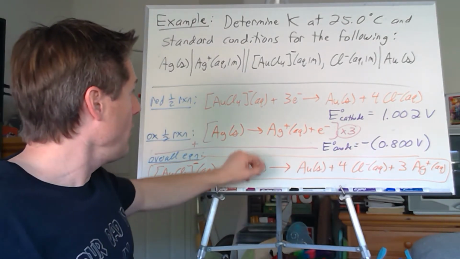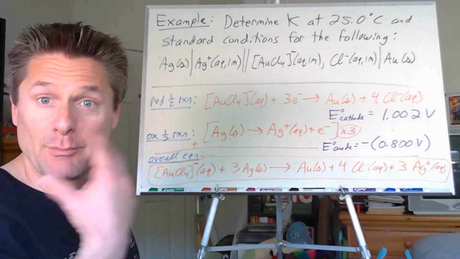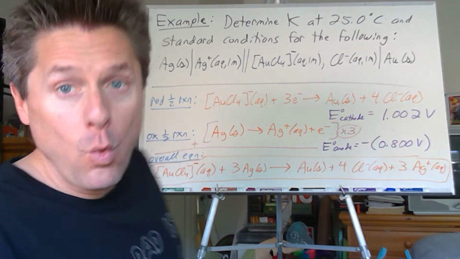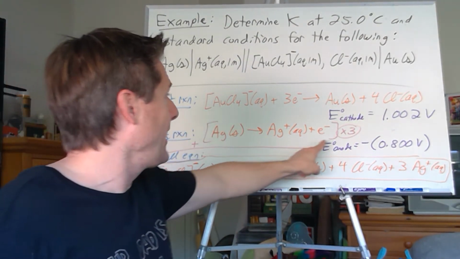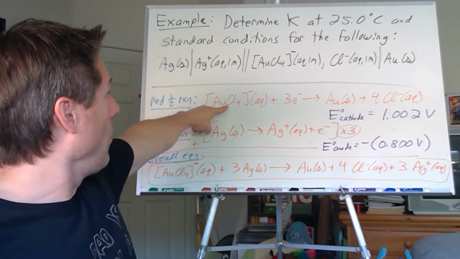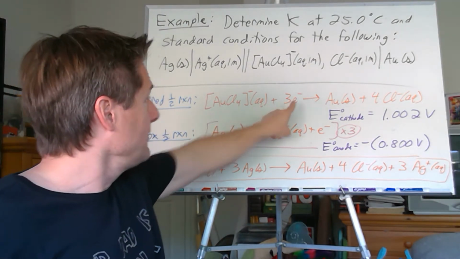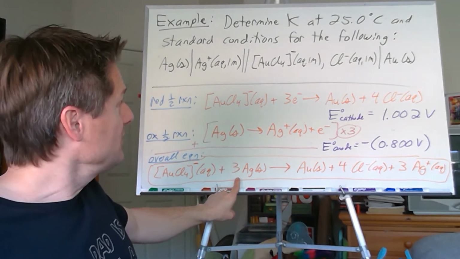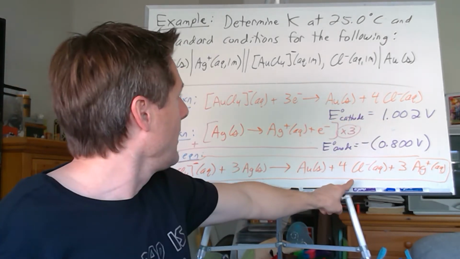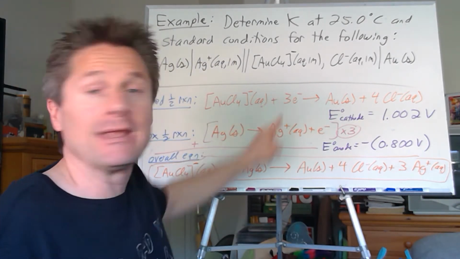Overall equation, notice there's 3 electrons, right? In the reduction half reaction being accepted, but only 1 produced in the oxidation. Those have to equate with each other. So I had to multiply the oxidation half reaction by 3, so that when I add these together, I get 1 of the tetrachloroaurate 3 ion, 3 electrons, plus 3 solid silvers. And on the right-hand side, I'll get 1 solid gold, 4 chloride ions, 3 silver plus 1 ions, and 3 electrons, and the 3 electrons cancel out.